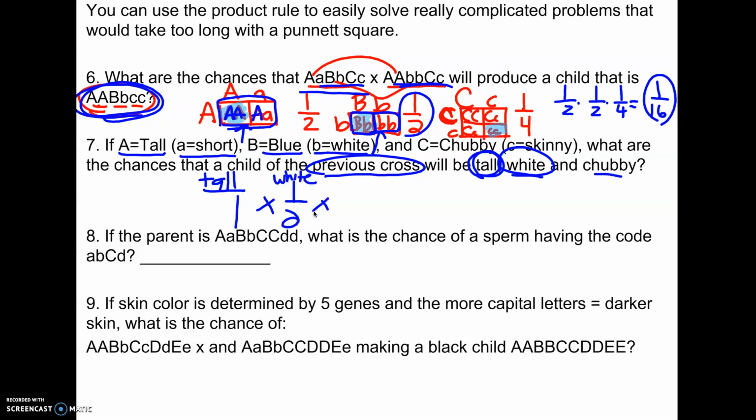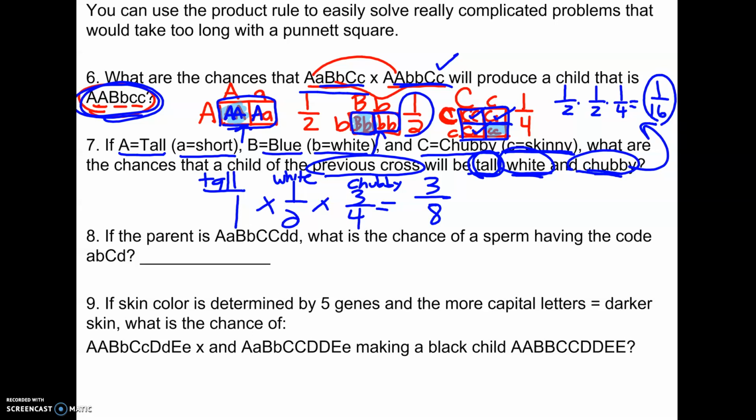And then they want the chances of chubby. And it says here that chubby is dominant and skinny is recessive. So going back to this cross, 3 out of the 4, this one, and this one would all be chubby. So the chances of chubby are 3/4. So the chances of all of these, tall, white, and chubby, from our parents that were used in number 6, would be 3 out of 8.